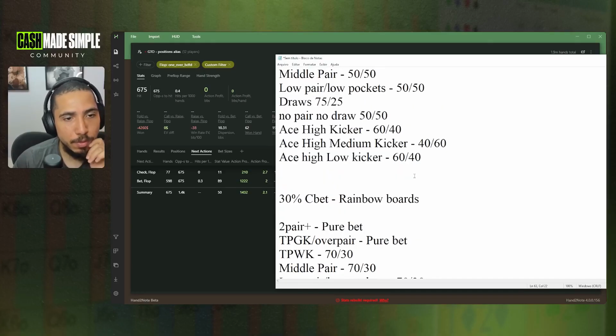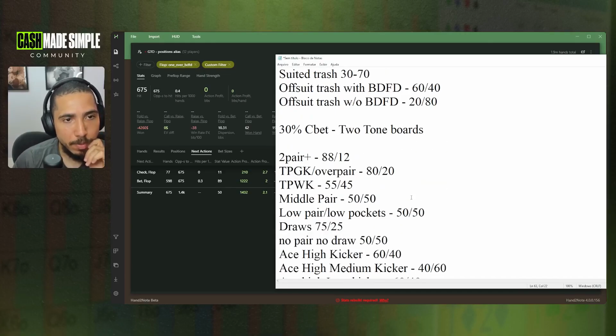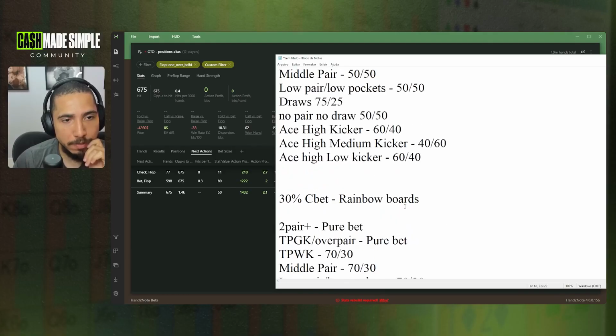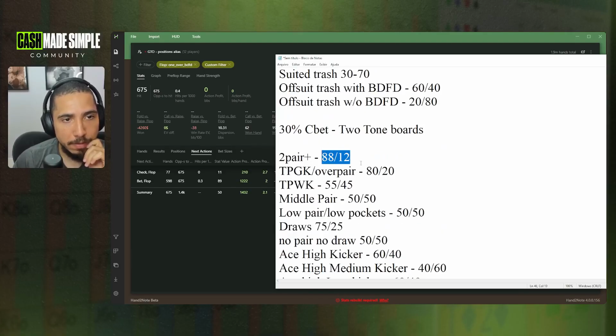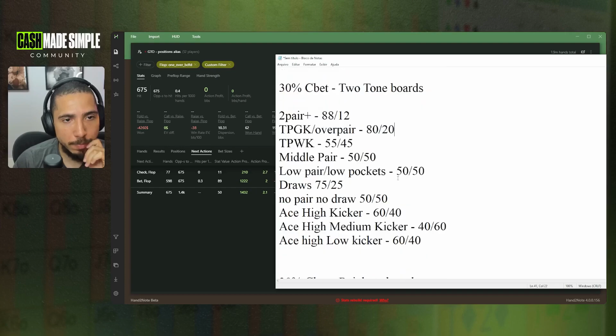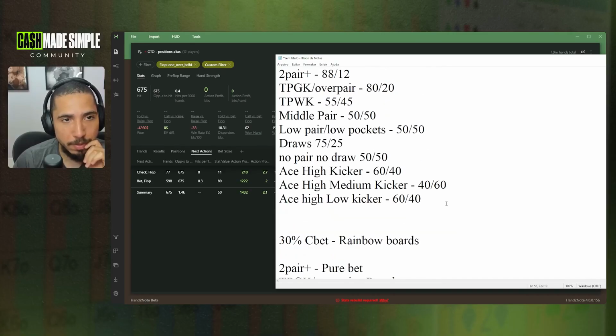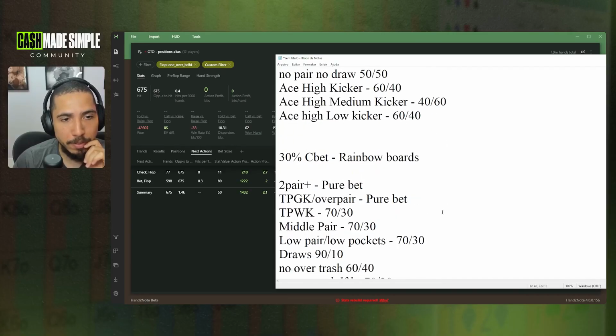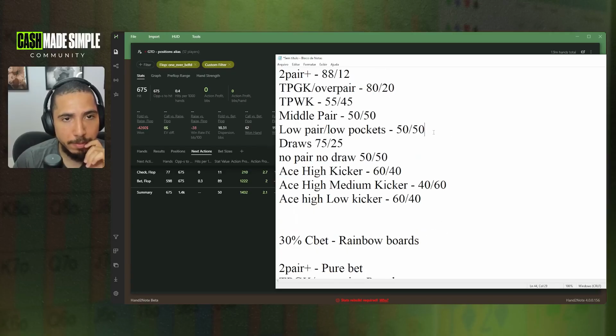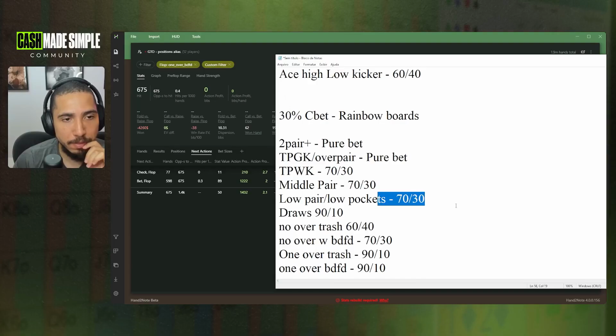So compared to the two-tone boards, look at what happens. On the rainbow boards, we're just fast playing our strong hands. So instead of having a little bit of checks with two pair plus and top pair good kickers, we're just pure betting those. Instead of checking 45% of our top pairs with kickers, we're checking only 30%. Instead of checking half of our middle pairs, we're checking only 30% here. Our low pairs and low pockets, same thing. Instead of 50-50, we're doing 70-30.